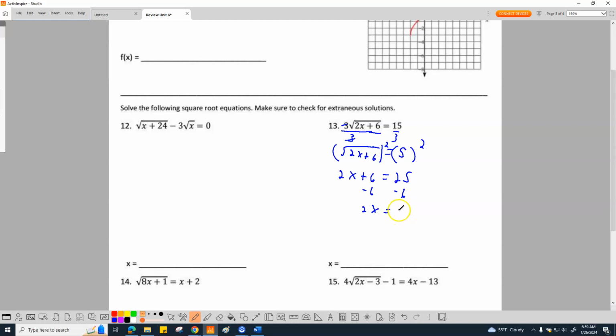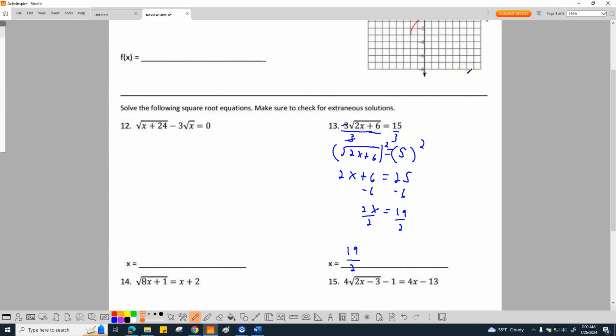Where am I at? Hold on. 19. Yuck. I don't want to put all this in there. X equals 19 over 2. So I find out that x equals 19 over 2. And yes, you're going to find fractions like that. It's perfectly fine. I'm going to go check the extraneous solutions.